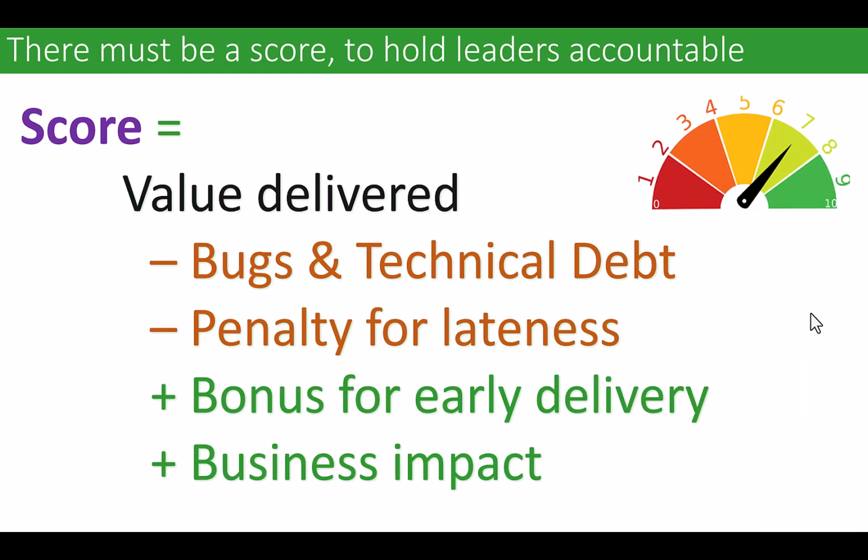So again, a little reminder on what the score is, right? If you're in charge of delivering some subsystem, this is the one metric that rules them all. There's an estimation of value delivered minus the bugs and technical debt. And if you're late, there's a penalty for lateness, and a bonus for early delivery. And if it turns out that you're delivering value above and beyond the original value that was forecast, then you should get credit for that.